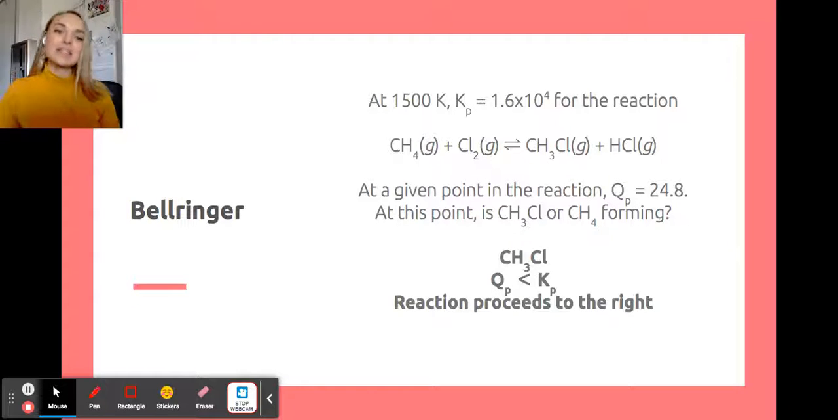All right, I hope you said that CH3Cl is forming, because if you compare our reaction quotient to our equilibrium constant, Qp to Kp, you'll find that our reaction quotient is significantly smaller at this point in the reaction than our equilibrium constant, which means that we have more reactants. We have a larger number in our denominator than we do in our numerator. So we've got more reactants than we've got products, and that means that we need to proceed to the right to form more products to reach our equilibrium point.